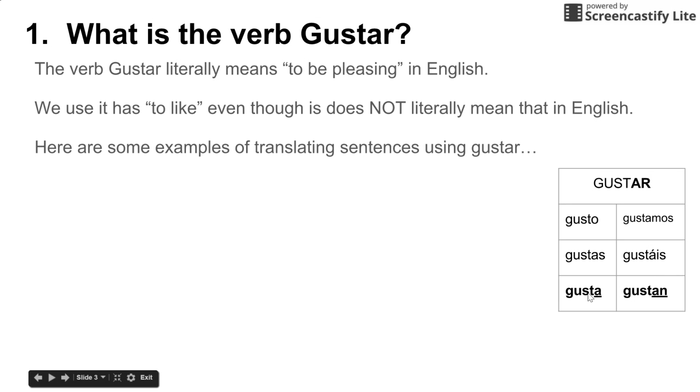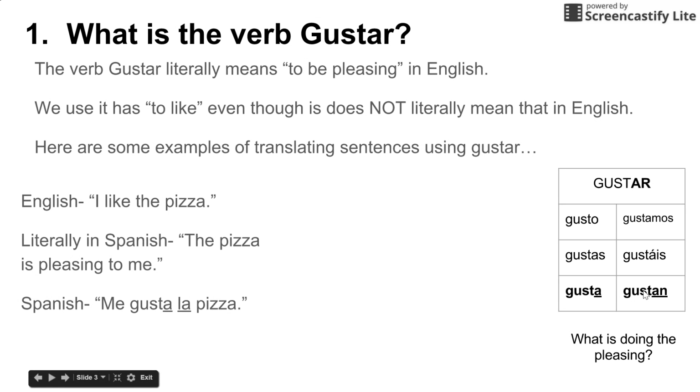For this unit, we are simply looking at gusta and gustan because the things that are being pleasing are singular foods or plural foods together. So for this unit, we are only focusing on gusta and gustan. Here are some examples. I like the pizza. Literally translated, the pizza is pleasing to me. Me gusta la pizza. The reason why it's gusta is because la pizza is the thing being pleasing and it's singular. So we're using the singular form.